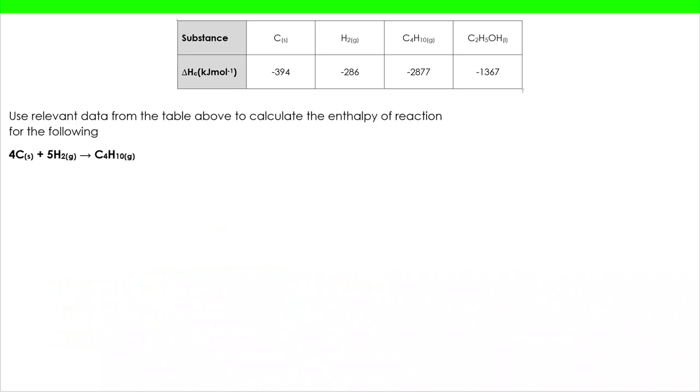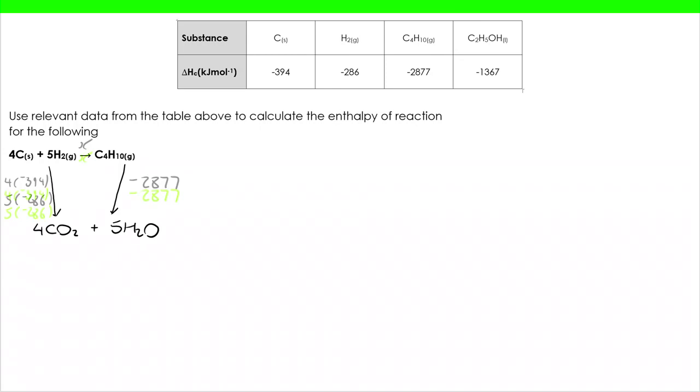And once again, what we do, we build our cycle. So 4C will give me 4CO2, 5H2 will give me 5H2O, and C4H10 will also give me the same product of combustion. At that point, I can substitute the figures in. Remember, I've got 4 carbons here and I've got 5 H2s, so I need to multiply the values accordingly. My C4H10, I have 1, so that's negative 2877.